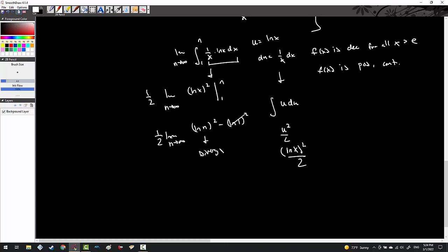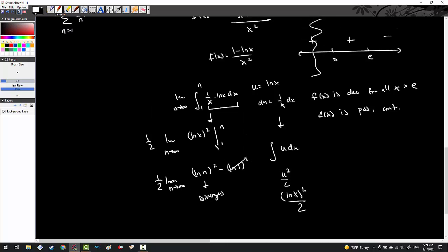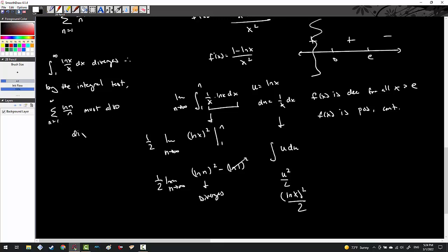This one diverges. So my ultimate summation here is that I can say the integral from 1 to infinity of ln of x over x dx diverges. Therefore, by the integral test, the sum from n equals 1 to infinity of ln of n over n must also diverge. So hopefully that made enough sense to you. I'll be back with another example of another test, actually. So we'll be back with another test in just a second.